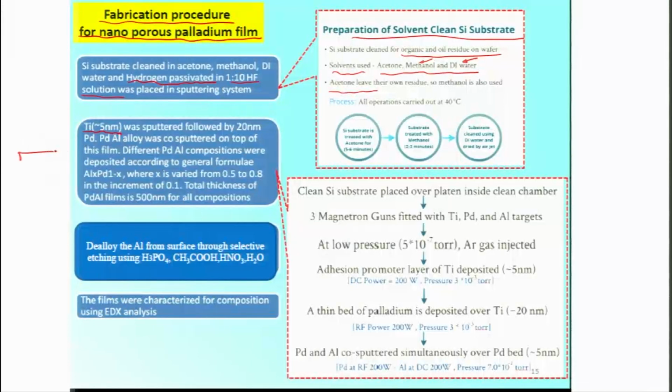Once the passivated surface with, let us say, OH groups is taken to a sputtering chamber, it is first coated with a material which acts as an adhesion promoter. In this particular case, it is titanium. A 5 nanometer titanium layer is deposited through the sputter coating process. I think I have explained this before.